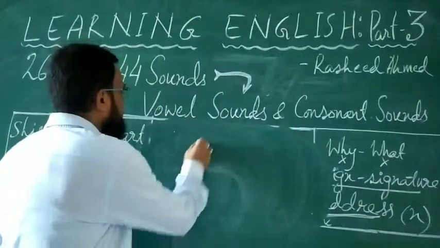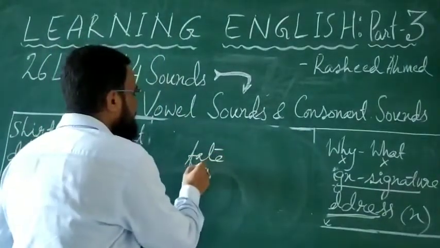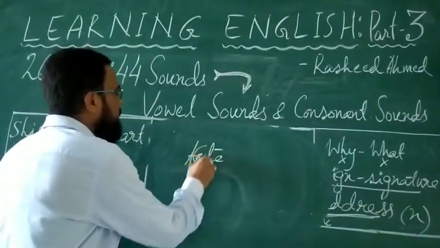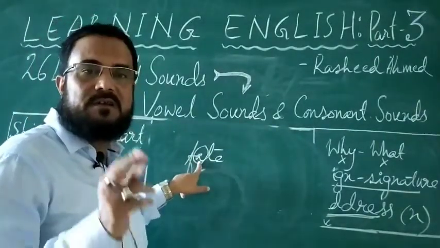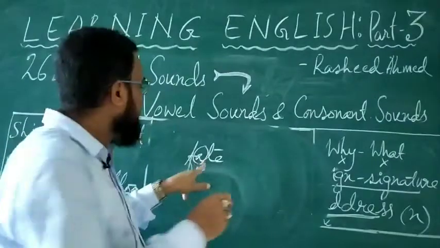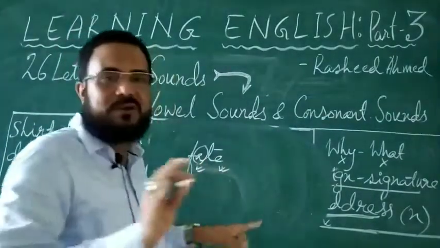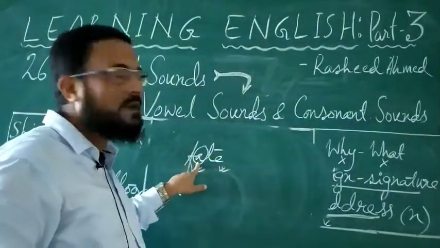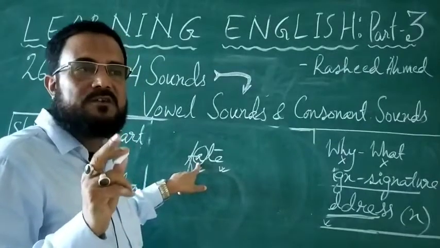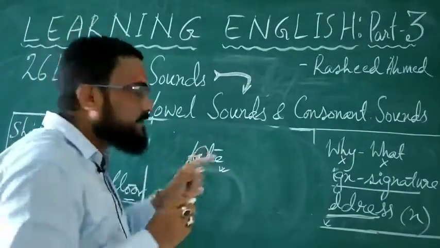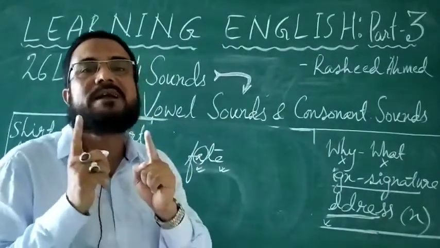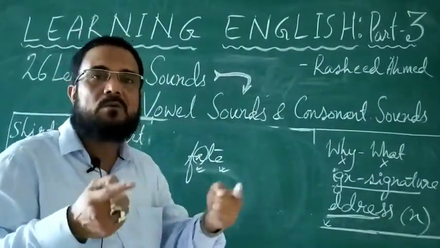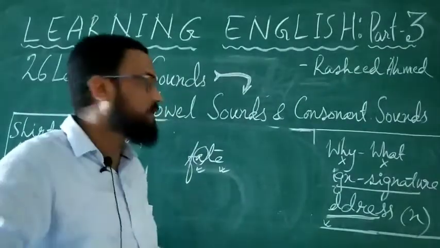For example, when you say fate, here we make a sound of two vowels. One vowel is there, but the sound is two. And interestingly, the last vowel is not sounded, it is silent. Here one vowel is used to make two sounds. The sound of two vowels together is called a diphthong. Such 8 sounds are there.